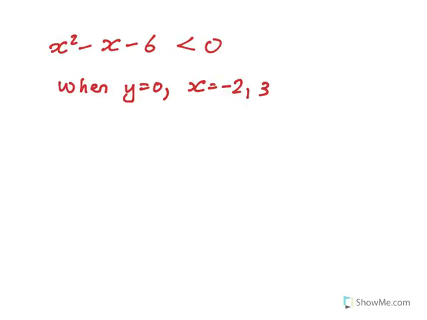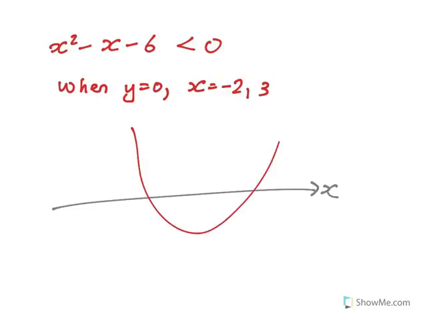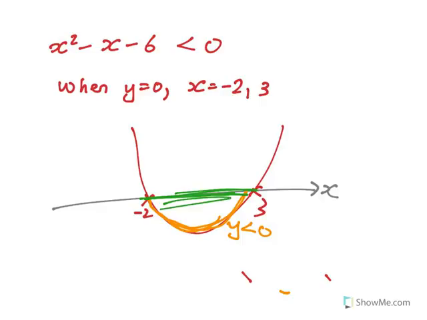After that, I draw my graph. This is my x-axis. This is my graph. Negative 2, positive 3. When will it be negative? It's actually in this region. Can you see? My y is negative. When y is negative, what is the range of values for x? X is between negative 2 and 3.